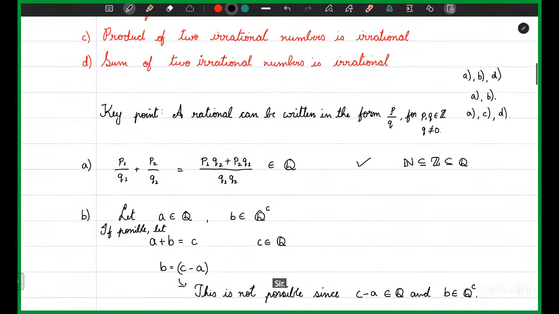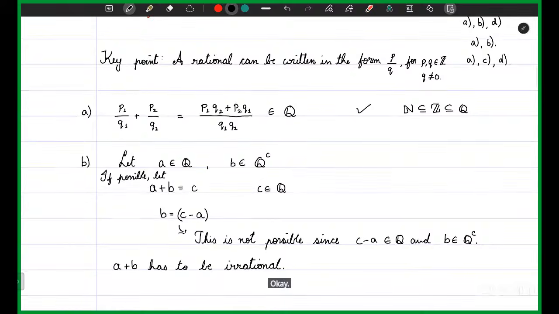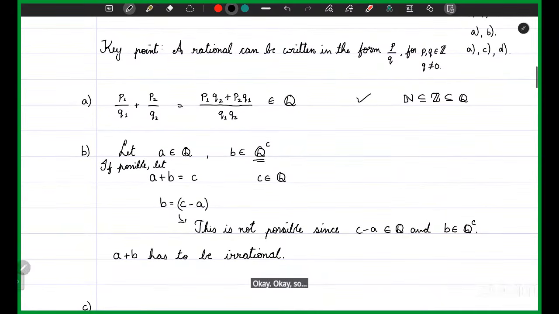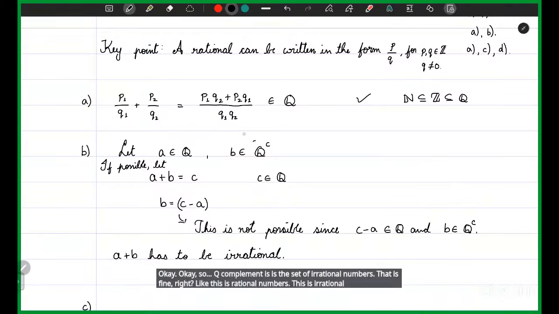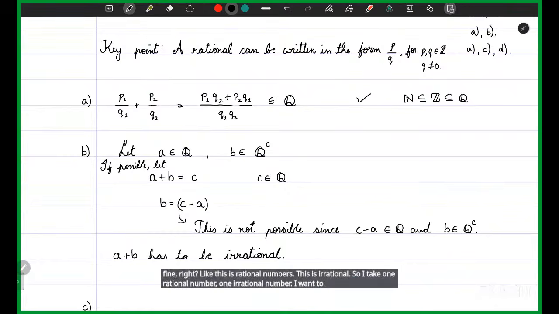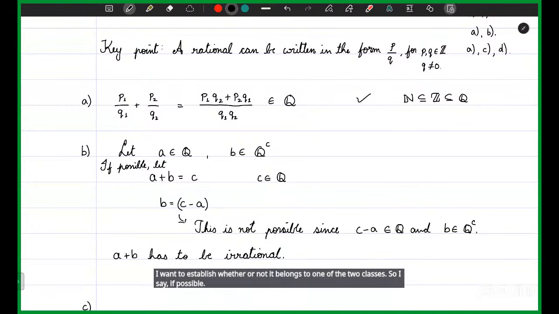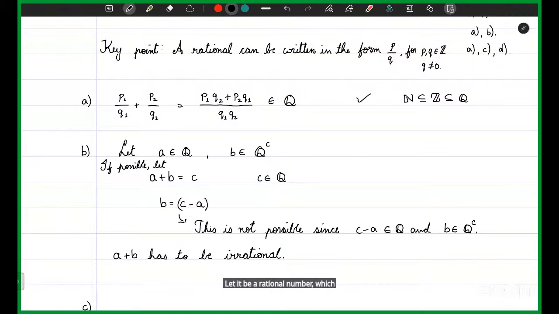Product of two irrational numbers. Sir, can you explain the B part again, the complement part? Okay, so Q complement is the set of irrational numbers. That is fine, right? This is rational numbers, this is irrational. So I take one rational number, one irrational number. I want to know what the sum of these two things is. I want to establish whether or not it belongs to one of the two classes. So I say, if possible, let it be a rational number, which we will call C.